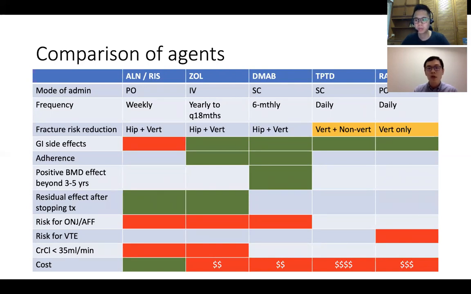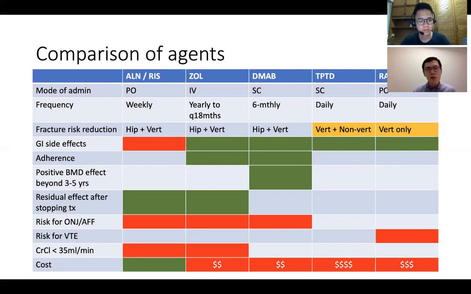And then if you look at raloxifene or bazedoxifene, these are agents that only reduce vertebral fractures and have no impact on hip fractures. Then the other factors are, if the patient has reflux symptoms or prominent GI side effects, then oral agents may not be such an optimal choice. And in terms of adherence, if you don't have to depend on the patient to remember to take a tablet or injection daily or weekly, and you just give one dose every year or every 6 months in the clinic, then that eliminates the issue of patients not taking their medications.